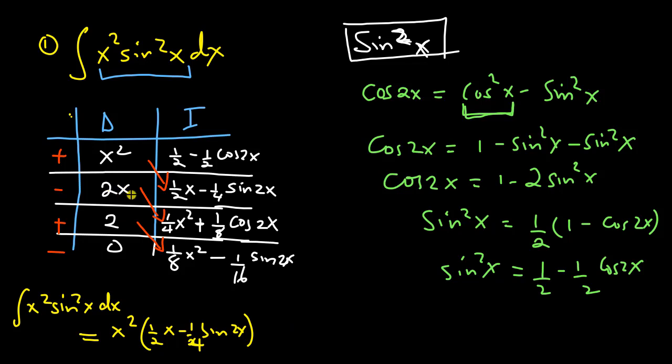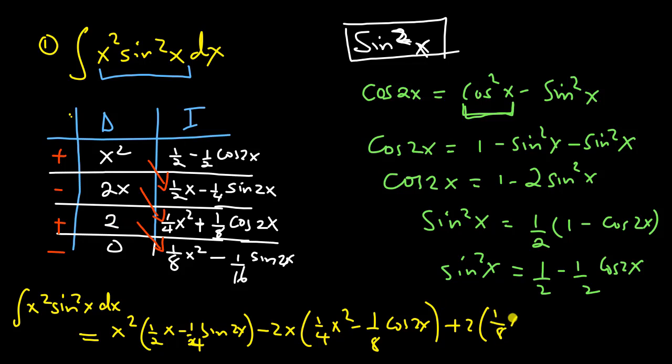Then negative 2x, you multiply that with a quarter of x squared minus 1 over 8 cos 2x. Then plus 2 times this, plus 2 times 1 over 8 x squared minus 1 over 16 sine 2x plus a constant of integration, obviously.